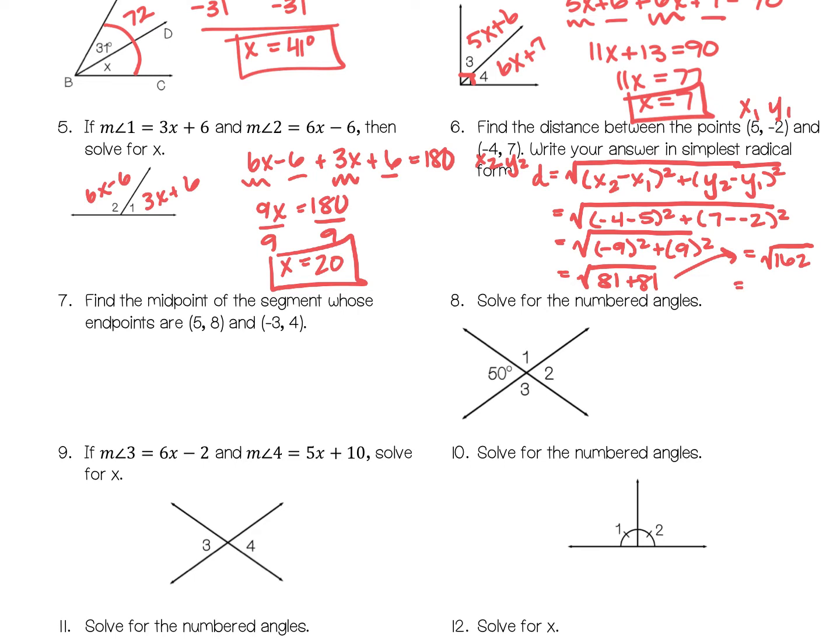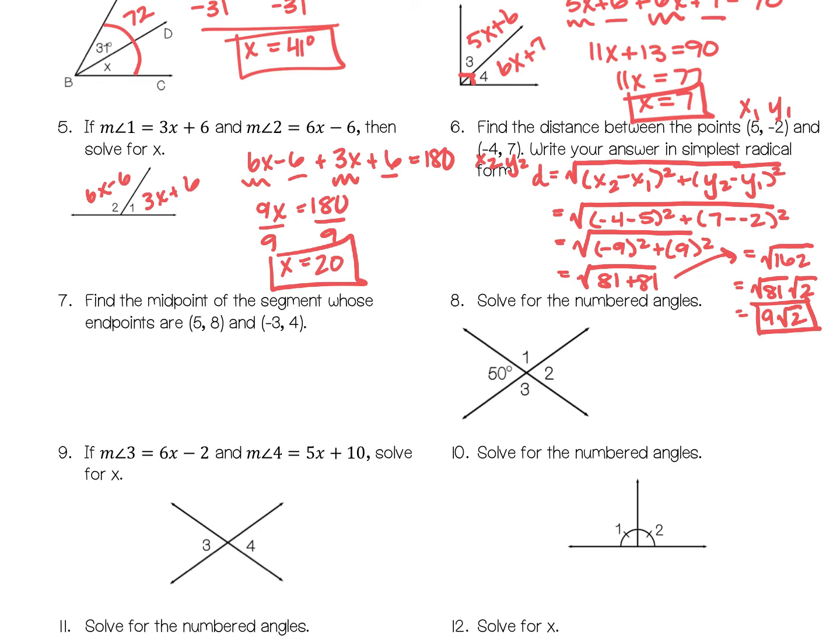And then it's the simplest radical form, so I would take this down to a perfect square and an imperfect square. So 162 is divisible by 81, with the remaining factor being 2. And then square root of 81 is 9. So this answer in simplest radical form is 9 radical 2.